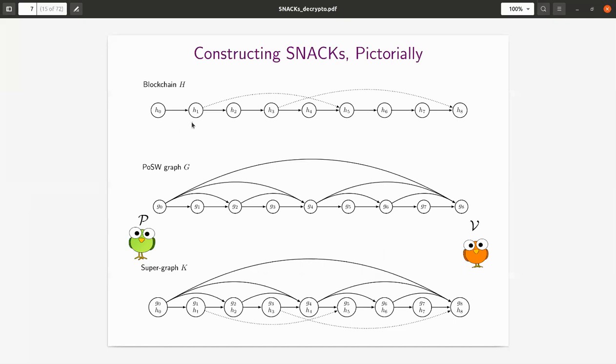And pictorially, I will get to these slides in more detail towards the end. Pictorially, again, you assume that you have a blockchain. We assume that blockchains are like line graphs with extra edges, and the extra edges here I highlighted as dotted edges. They're like any other edge, but I just highlight them as dotted. And if you're given this and you're given a proof of sequential work DAG, this is one example of them, then we show how to combine these together and build a supergraph K, and we show how to run essentially a modification of the proof of sequential work on this graph to actually get snacks.